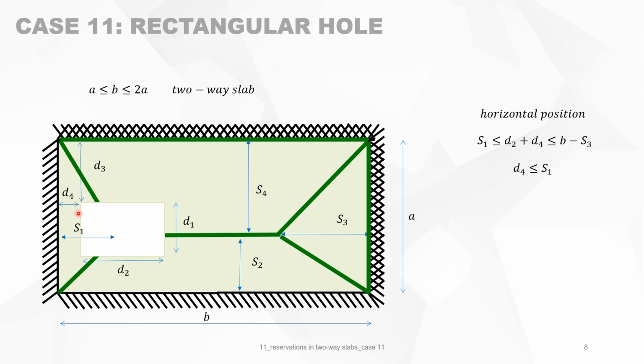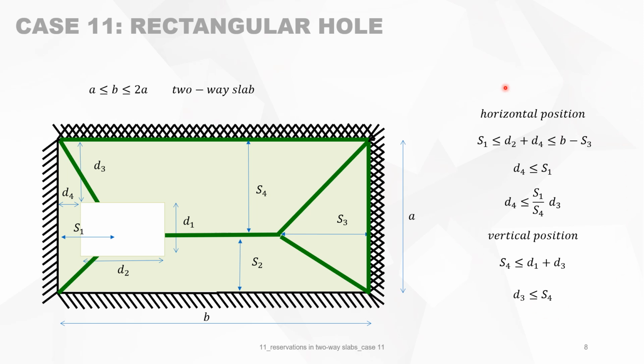D4 must be smaller than S1. So this means that this reservation cannot surpass this point here. So D4 is smaller than S1 divided by S4 times D3. It means that this tip is lower than this yield line. And for the vertical position, we say that D1 plus D2, so from there to there, will be bigger than S4. So one tip of the reservation must be below this line. And D3, of course, must be smaller than S4.